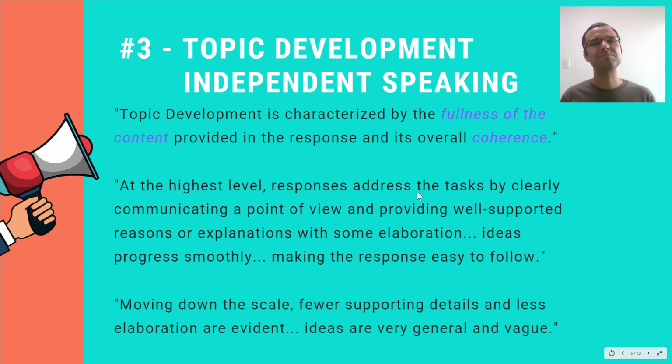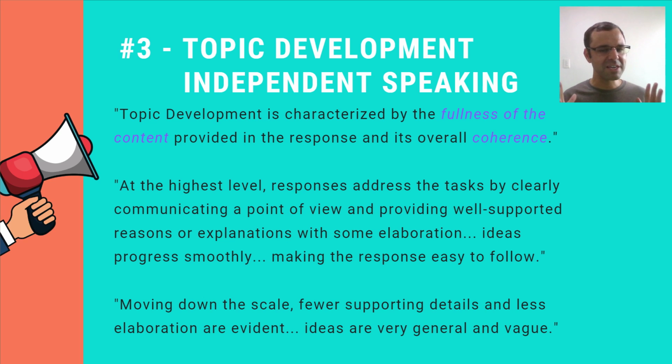Okay, number 3, topic development, specifically in the independent speaking question, which on the new TOEFL is simply question number 1. There's just one of them now. So quoting from the manual, topic development is characterized by the fullness of content provided in the response and its overall coherence. At the highest level, responses address the tasks by clearly communicating a point of view and providing well-supported reasons or explanations with some elaboration. Ideas progress smoothly, making the response easy to follow.